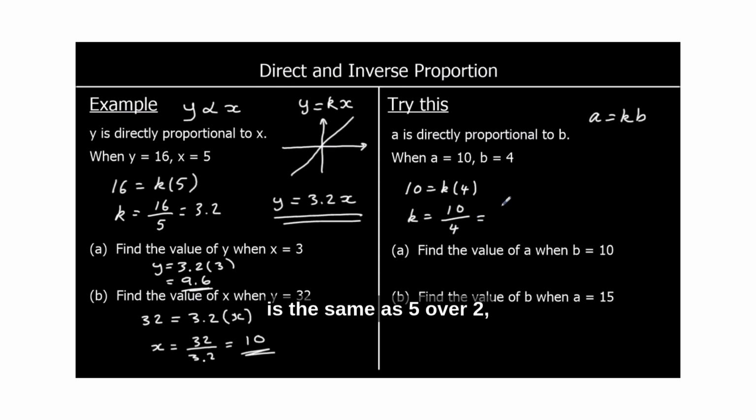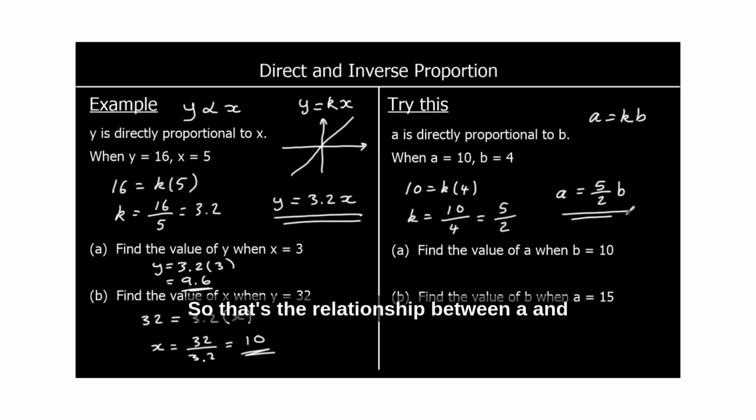which is the same as 5 over 2, which we could leave as 5 over 2 or change to 2.5 as a decimal. So the relationship between A and B is A is 2.5 times B. So that's the relationship between A and B, and we can use that to answer the questions.